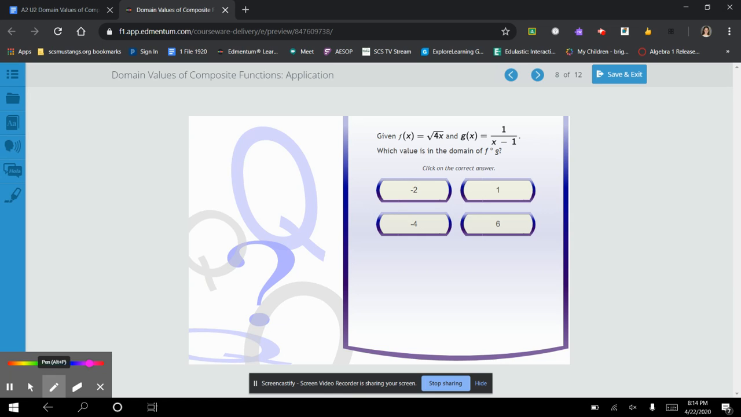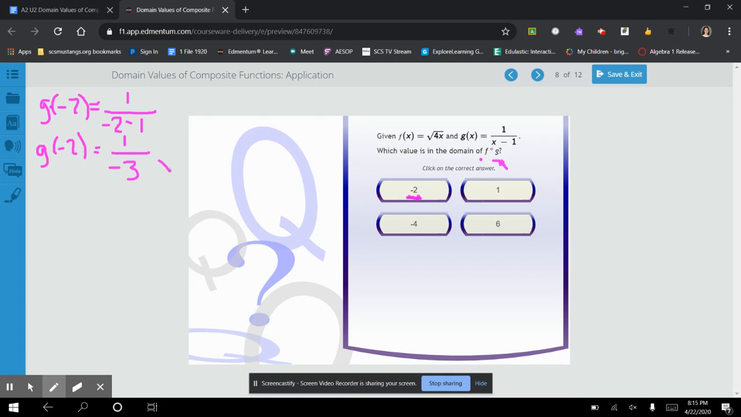So if I'm looking at, I don't know, let's start with negative 2. We're still following that same rule. We're still looking at f of g. Whatever is second is what gets substituted in for first. So I'm looking at g of negative 2 is going to be equal to 1 over negative 2 minus 1. So g of negative 2 is going to be equal to 1 over negative 3. That's okay. That does work, because negative 3 is not equal to 0.